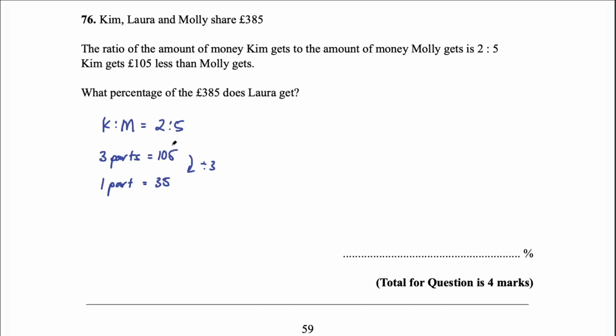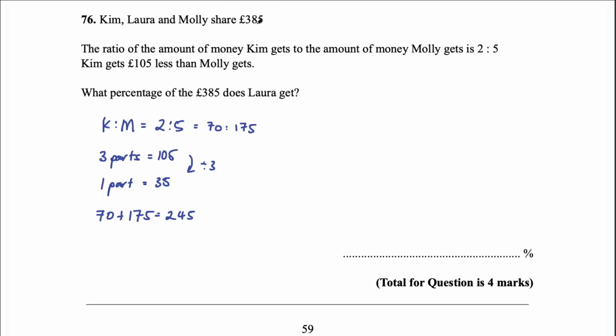So now I know what 1 part in this ratio is worth. I can work out what 2 parts is worth. 2 times 35 is 70, and 5 times 35, that's 150 plus 25, that would be 175. So now I know this ratio of money that Kim and Molly get, and I can work out the total they get by adding those up. So I can do 70 plus 175, that's 245. And remember, we're looking for Laura's share.